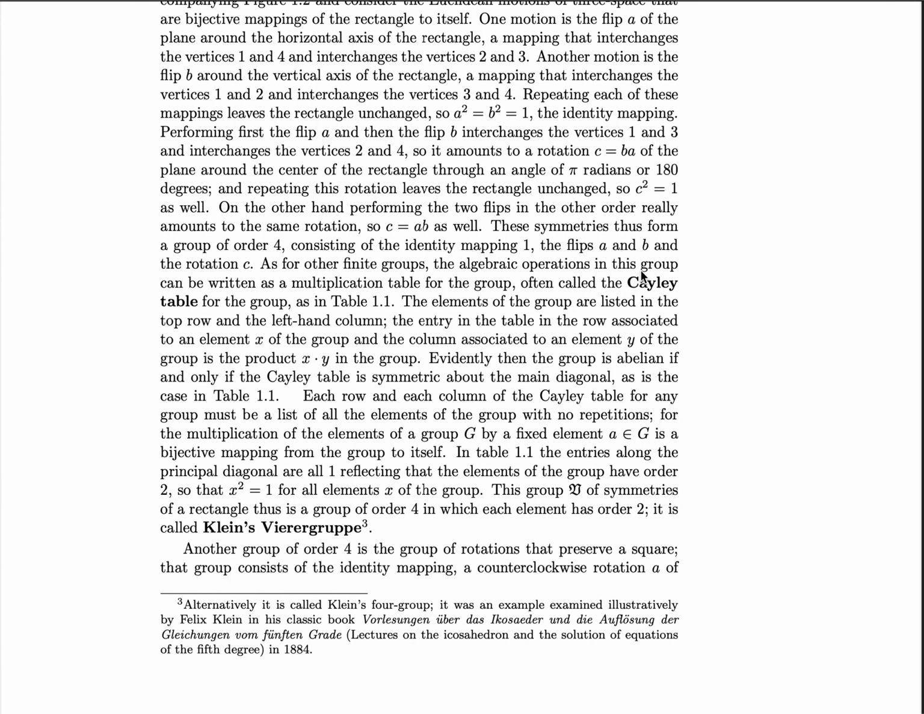If we instead perform the flip A and then the flip B, we can interchange vertices 1 and 3 and 2 and 4. This amounts to a rotation, which we will call C, which we will note is the product of B times A. And we can also note that this rotation is a rotation of the plane around the center of the rectangle through an angle of pi.